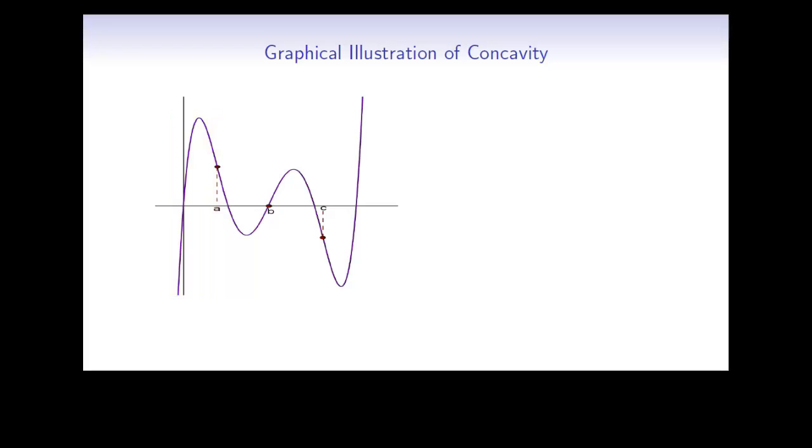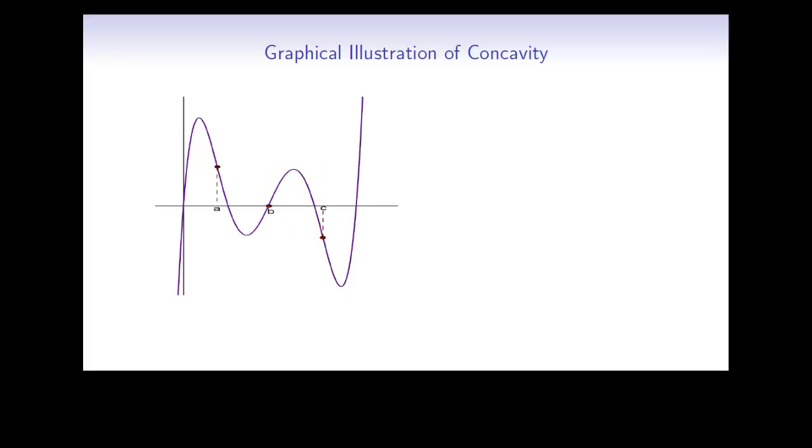At a, the slope is negative, but it starts to get less and less negative. In other words, it's increasing. And it increases from a to b, so that means that the curve is concave up from a to b. At b, the slope starts to get smaller again, and it gets smaller and smaller, and then turns negative, and keeps getting smaller until around c, so that means that the curve is concave down from b to c.